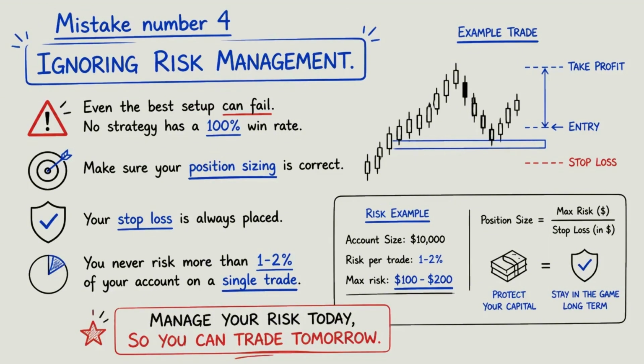Mistake number 4. Ignoring risk management. Even the best setup can fail. No strategy has a 100% win rate. Make sure your position sizing is correct, your stop loss is always placed, and you never risk more than 1 to 2% of your account on a single trade.